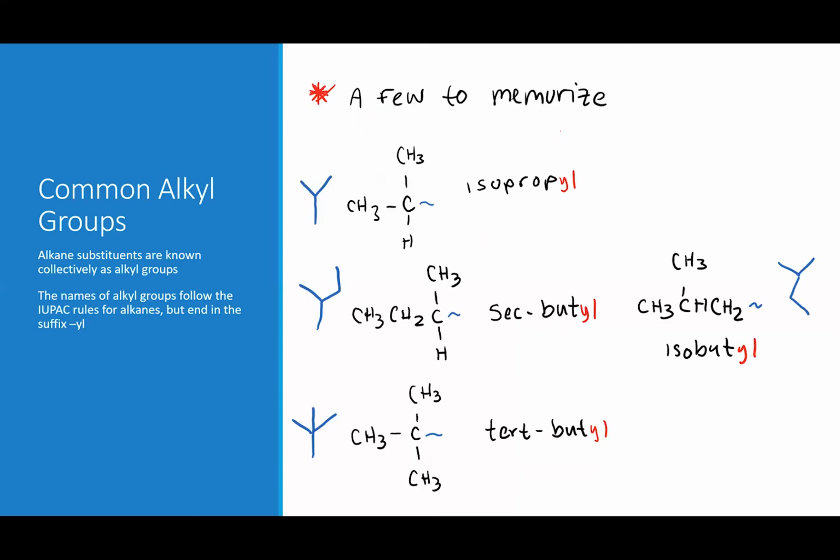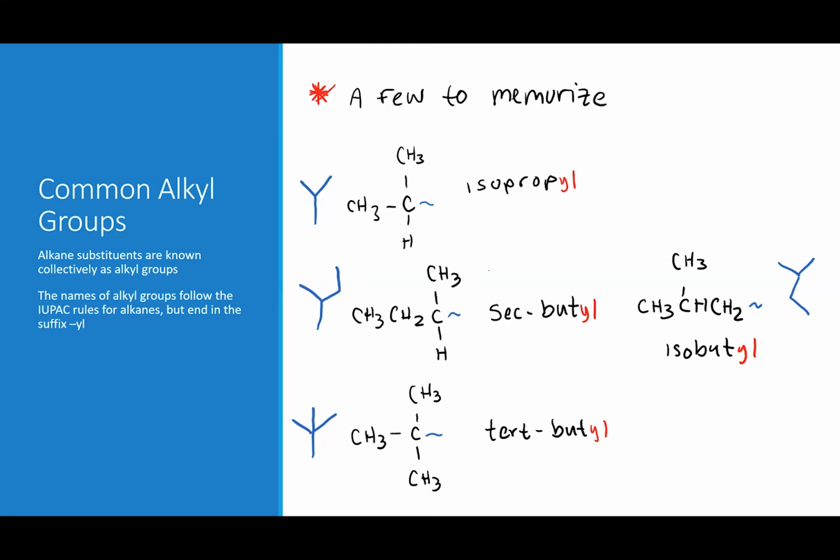Now, there are a few groups that have different names. And again, this is an area where I'm going to say you're just going to have to memorize these. These are going to come up quite often. They are side chain groups that are even more branched. So they're not just a single chain side chain, they're a branched side chain.